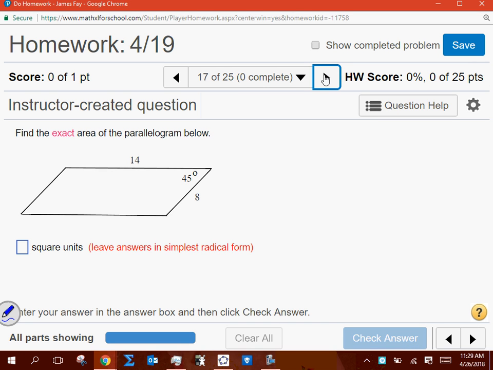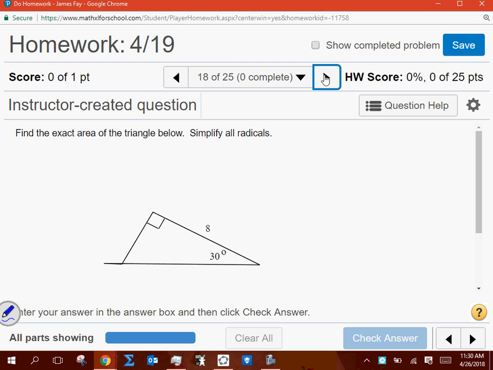Number 17 is the same question, isn't it? Just different numbers. I gave you a couple of these that repeat themselves. That's essentially 14 times 8 over radical 2, and then rationalize that.